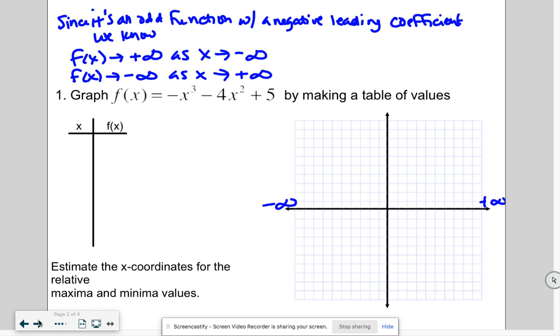Also, a really important part of this function is the constant. So that's your y-intercept. So c equals the y-intercept. And that's usually how I start my table of values, is by putting a point of 0, 5. So when x is 0, f of x is 5. That's your y-intercept. And now from here, we are going to substitute values in for x and graph the function.